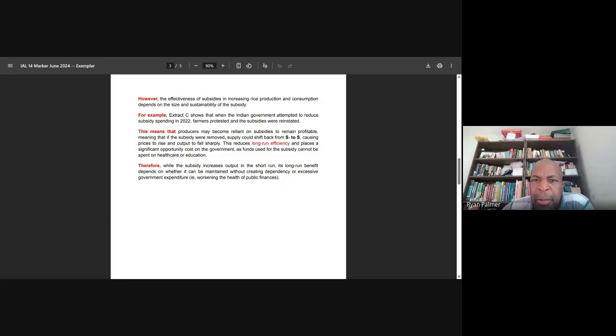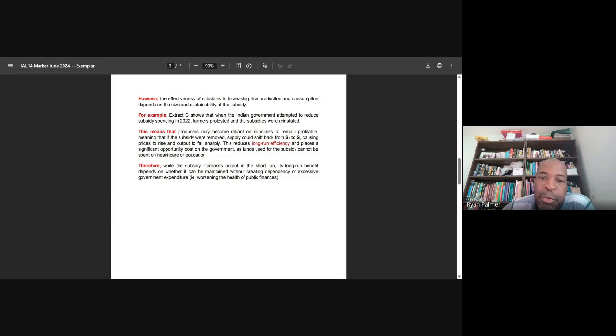So we see here, it has to be the case that providing a subsidy does not put a strain on the financial health of the economy and financial health of government. So it can't be the case that public finances are strained because of subsidy provision, and it must be sustainable for the government over an extended period of time for this to work.